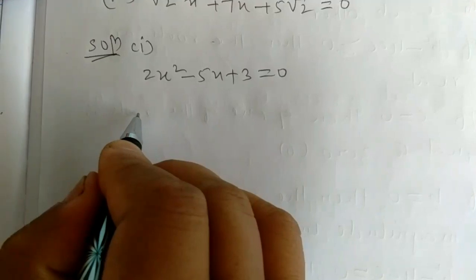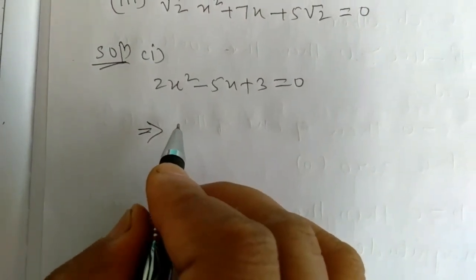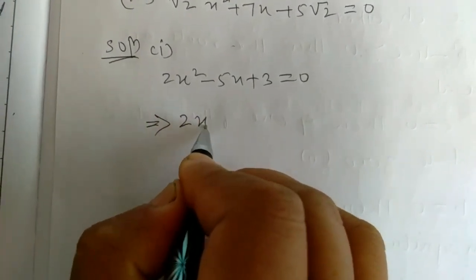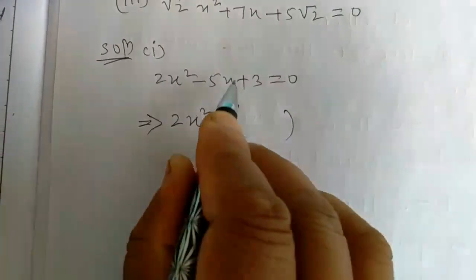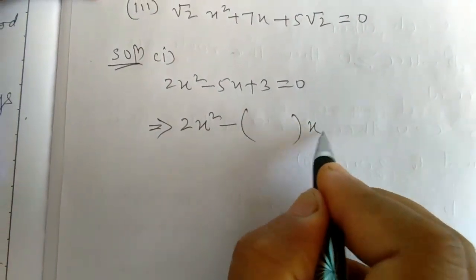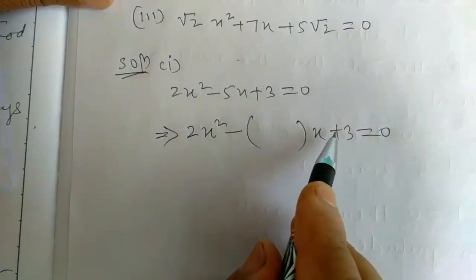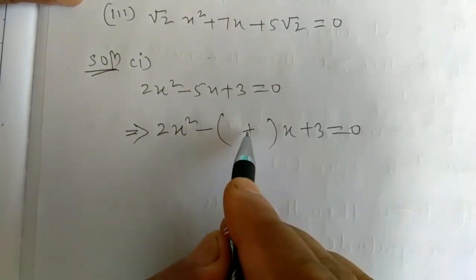Okay, we have to apply middle term factorization. How to apply middle term factorization, we have learned in our previous class, in class 9 also. So how do you do it? You write 2x square, you give a negative sign, give a bracket, and write x outside, then plus 3 equal to 0. Here it is plus, so give your plus sign. If it is minus, you will give your minus.